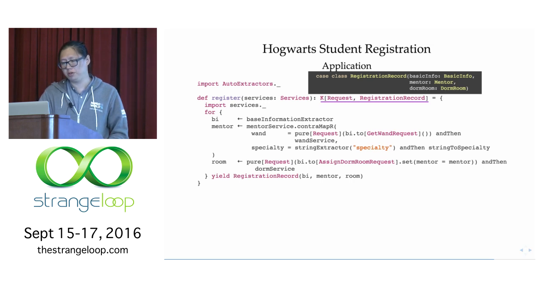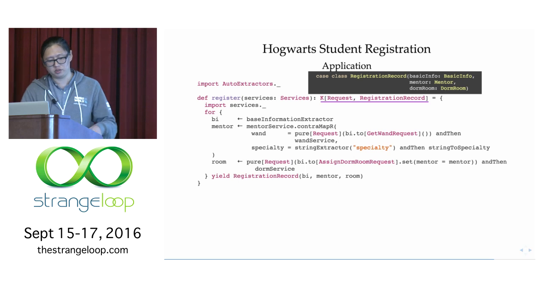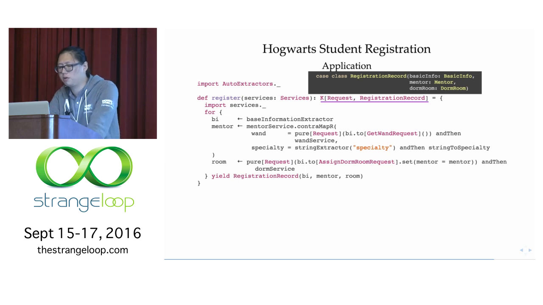So what we want to build is a service. It's a function from request to registration record. Just to remind you again, the registration record has basic information in it, a mentor in it, and a dorm room in it. So we want a function from request to that. How do we combine functions? How do we do that?